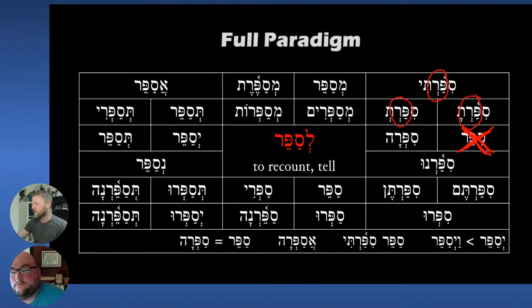Siparta, sipart, sipartem. The only case that's different is whenever it's reduced, but it would still have been sipara and siparu that reduced to sipu and sipra. So it's still that this form is the outlier.